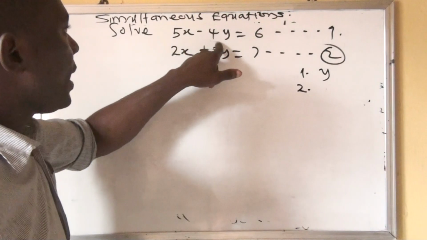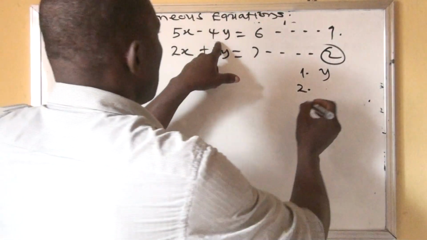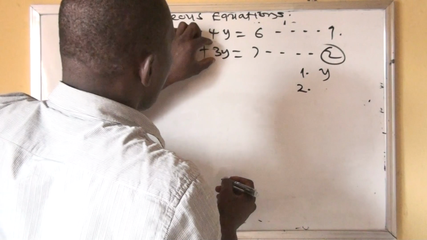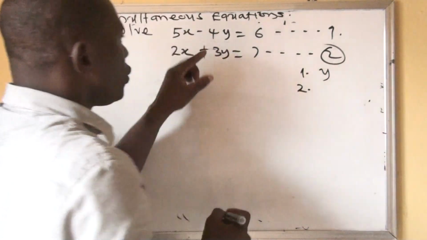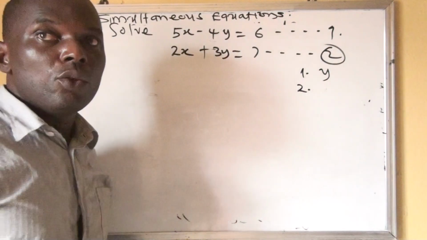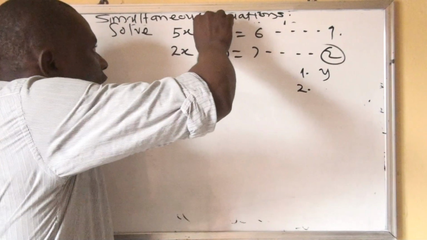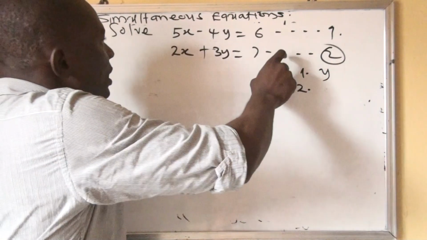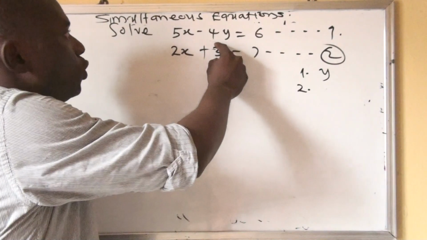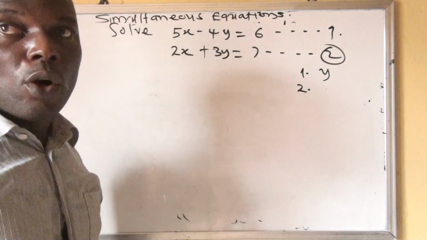What number multiplies y here? It is 4. Then the coefficient of y in equation 2 is 3. What we need to do is reverse: we use this coefficient here to multiply the whole of equation 1, and we use the coefficient of y in equation 2 to multiply the whole of equation 1.